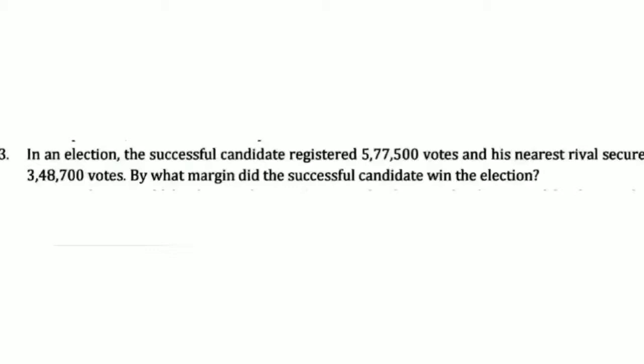Next question number 3. In an election, the successful candidate registered 5,77,500 votes and his nearest rival secured 3,48,700 votes. By what margin did the successful candidate win the election? It means we have to subtract both the numbers.